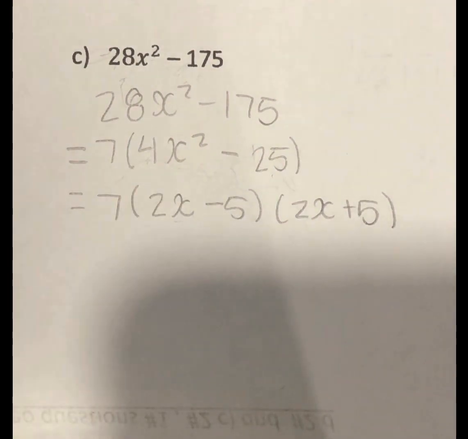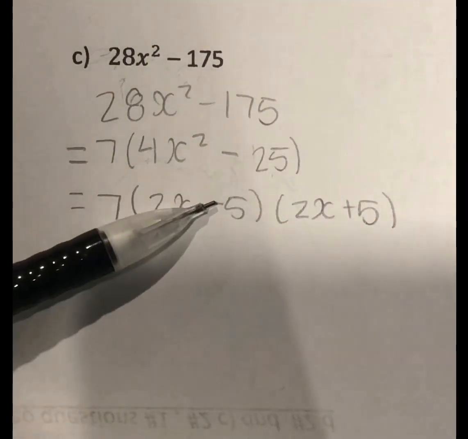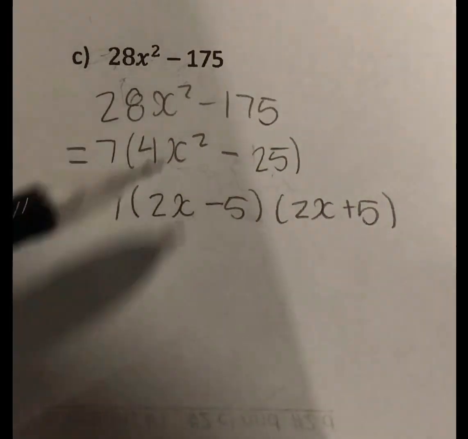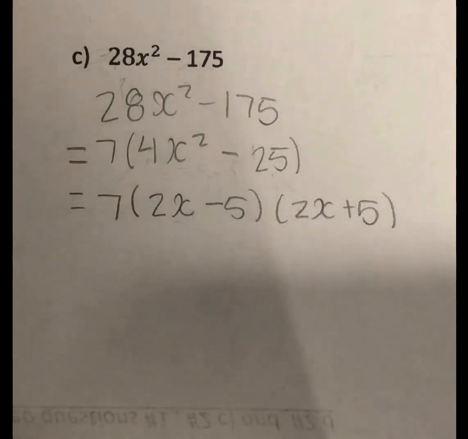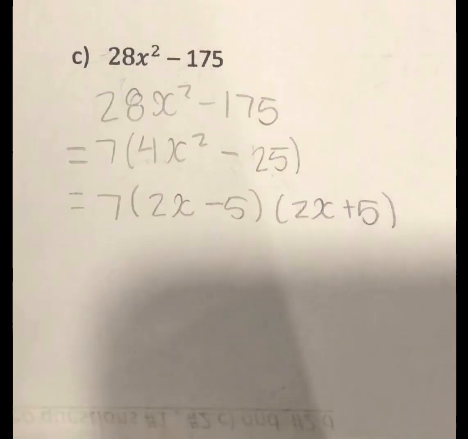From here, I realized that the difference of squares method could be used because I was able to square root 4 and negative 25. There was also a minus sign between the two terms. This left me with 7 bracket 2x take away 5 and 2x plus 5.